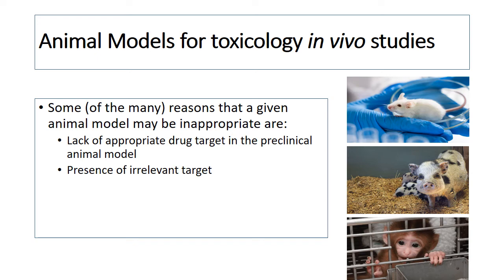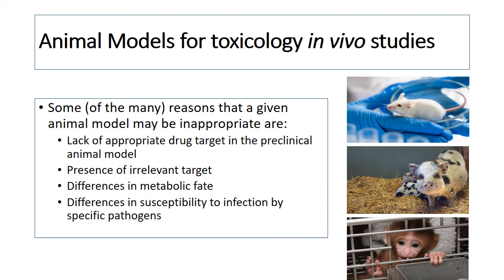Also, there may be the presence of an irrelevant target in the animal which is not found in humans. We do find some cancers developing in mice which do not actually develop in human beings, because the mice have certain targets which compounds can bind to, resulting in carcinogenesis or mutagenesis. And then also the issue of differences in the metabolism of the compound. The metabolic process that a compound may take in an animal may be different to that in human beings, as well as differences in susceptibility to infection, as well as other specific pathogens.